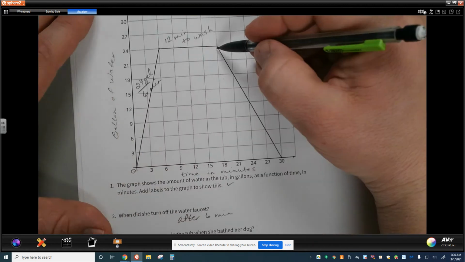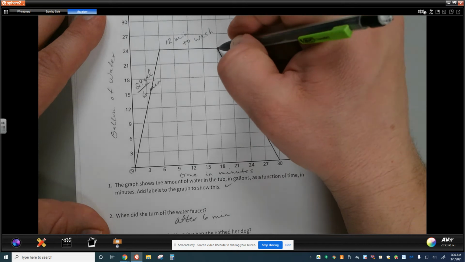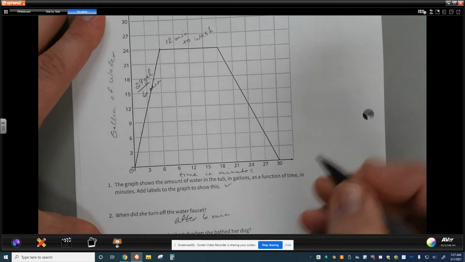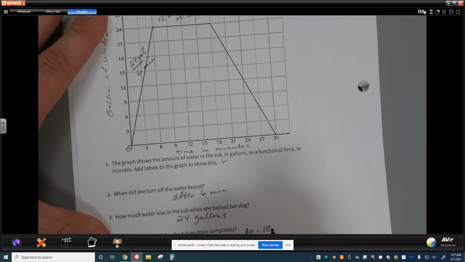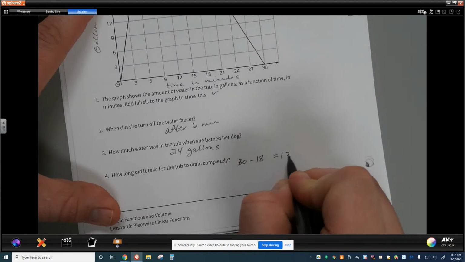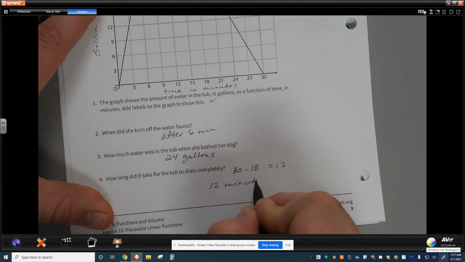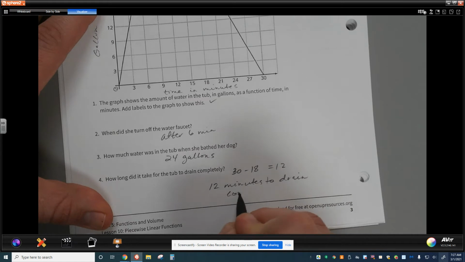And then we see that the amount of water in here starts to decrease. And so we're talking about from 18 minutes and 24 gallons down to 30 minutes and 0 gallons. So we would just see that piece where we would look at 30 minus 18 equals 12. And so it took 12 minutes to drain completely.